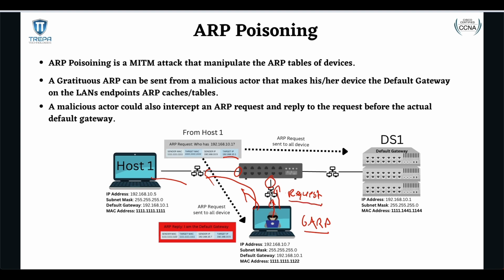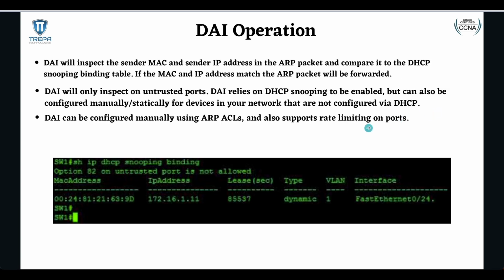It's going to drop that packet. And that's exactly what dynamic ARP inspection does. What dynamic ARP inspection will do is inspect the sender MAC and the sender IP address in the ARP packet and compare it to the DHCP snooping binding table. And if that MAC and IP address match, the ARP packet will be forwarded.